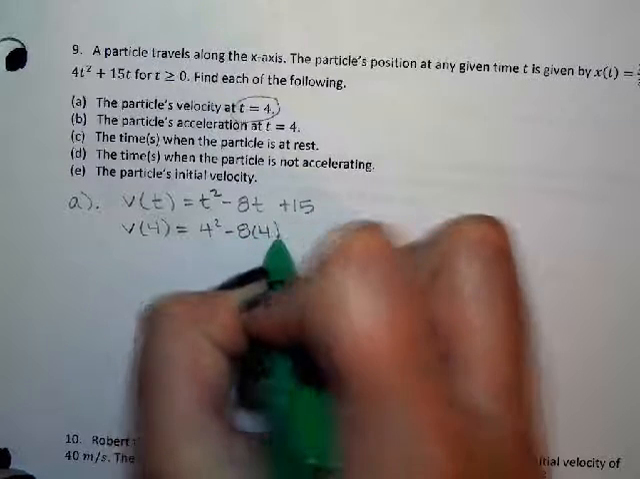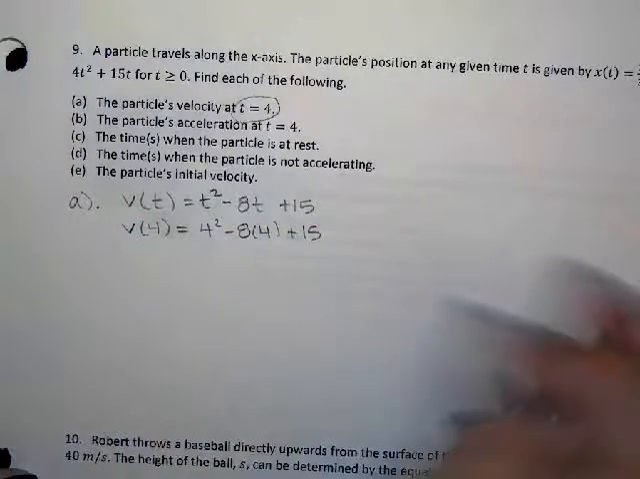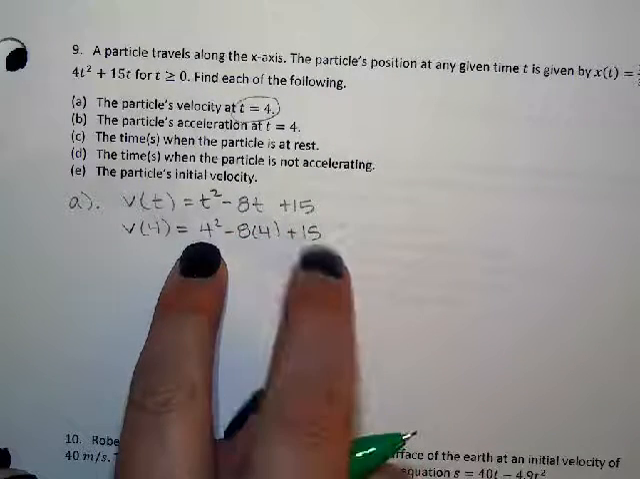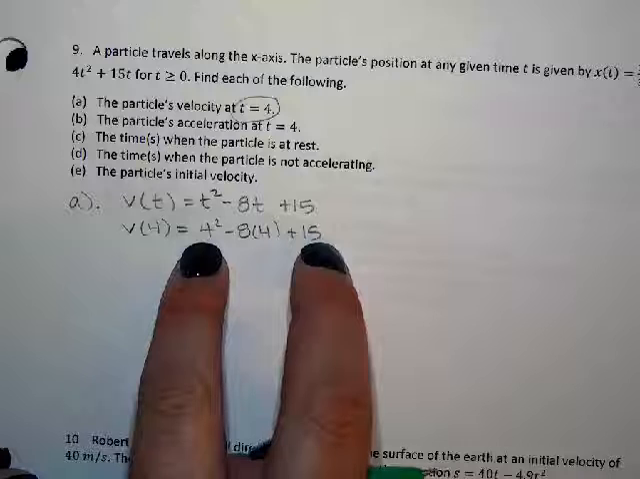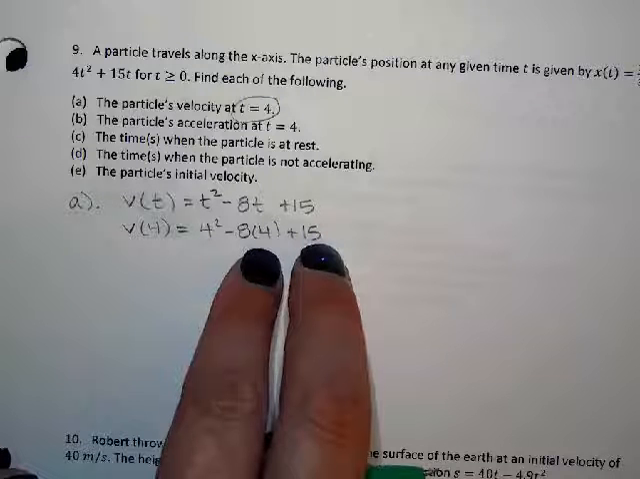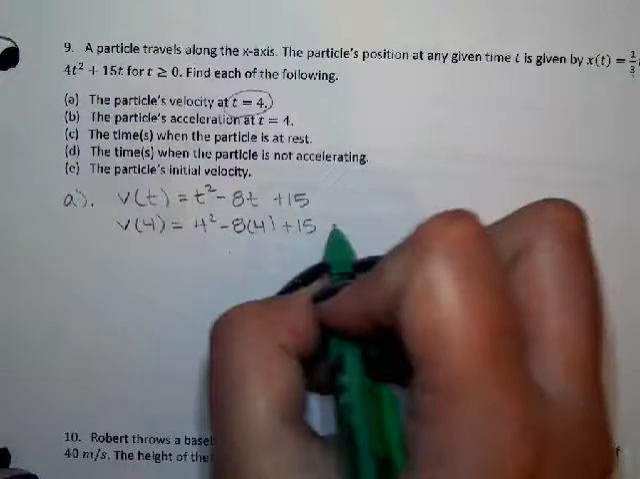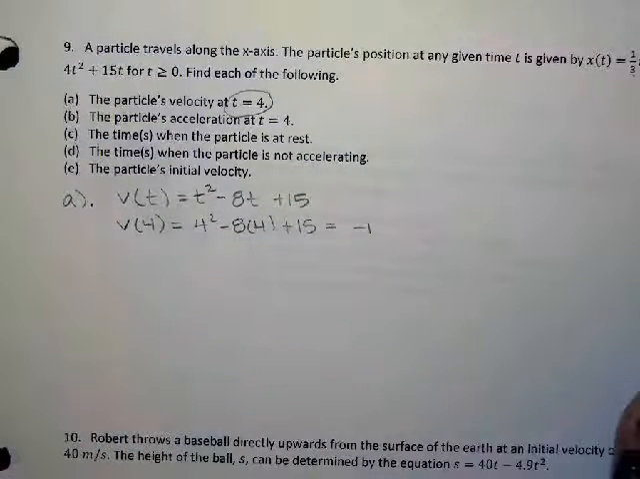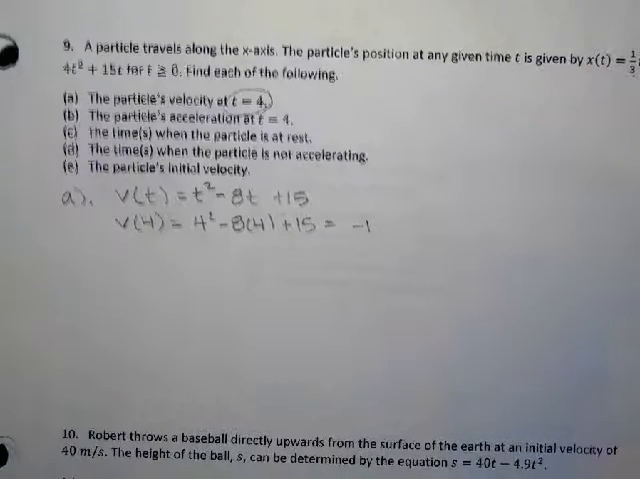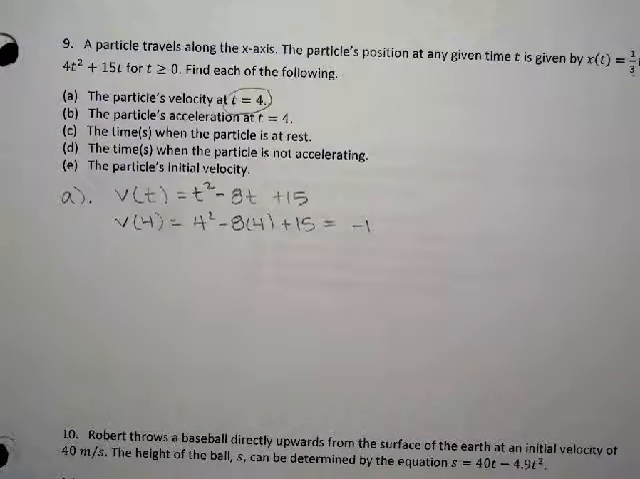So we got 16 plus 15 minus 32 equals -1. How can a velocity be negative? It's going to the left. The particle's moving to the left. Okay. What are the units on this?